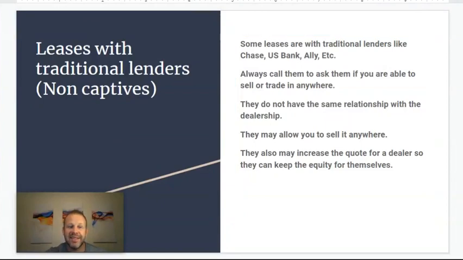All right, welcome to the next lesson. This one is about leases with traditional lenders. These are non-captive finance companies.